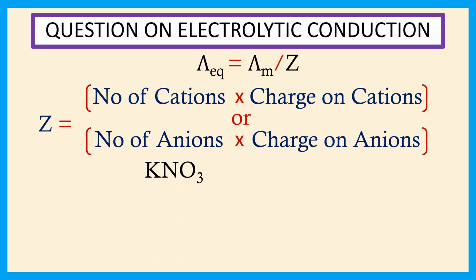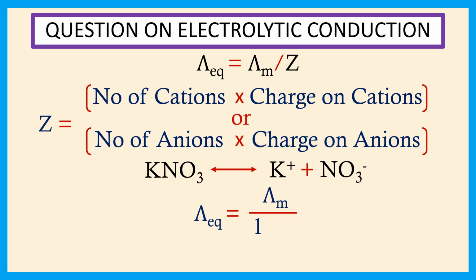Dissociation of KNO3 produces 1 K+ ion and 1 NO3- ion. Therefore, equivalent conductance is equal to molar conductance by 1 for 1 K+ ion into 1, because the charge of the K+ ion is +1, or equivalent conductance is equal to molar conductance.